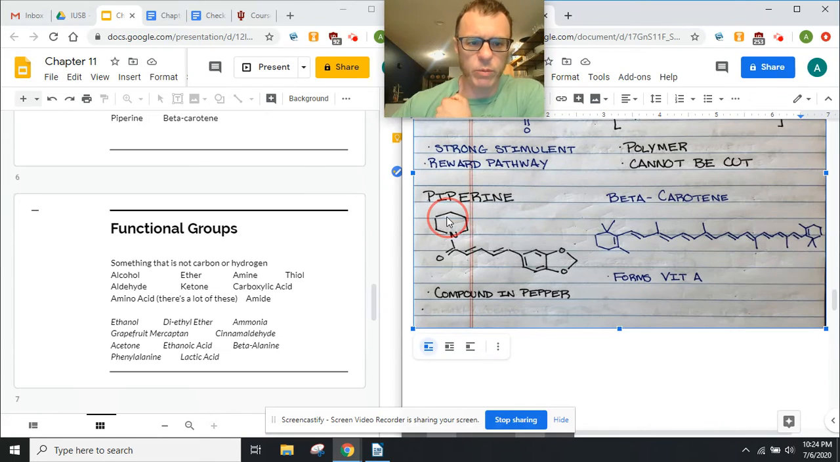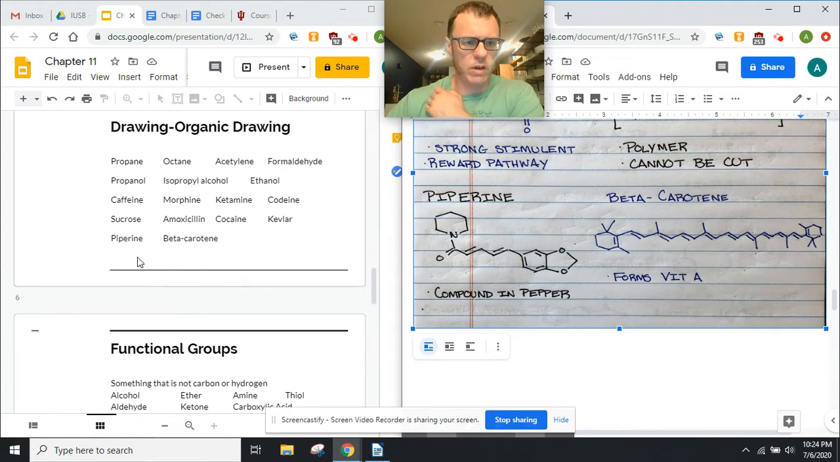All right, we'll go real quick. We got piperine. This is in here. Piperine is a compound in pepper. You can see there's a lot of carbons, nitrogen, some oxygens, as well as hydrogen.